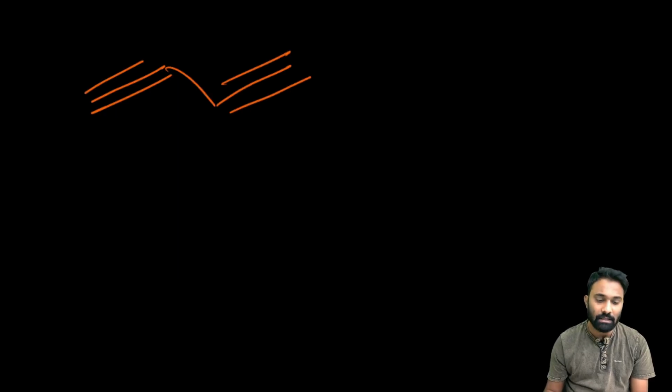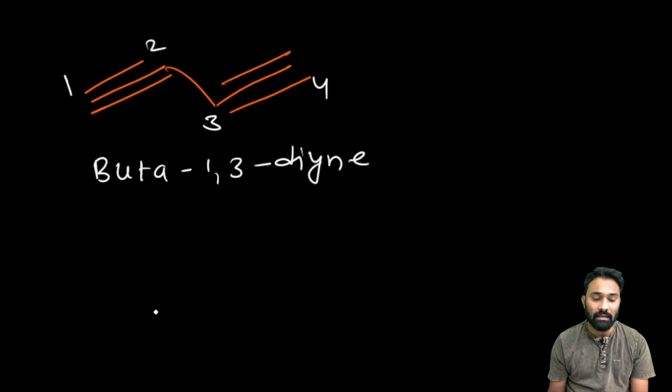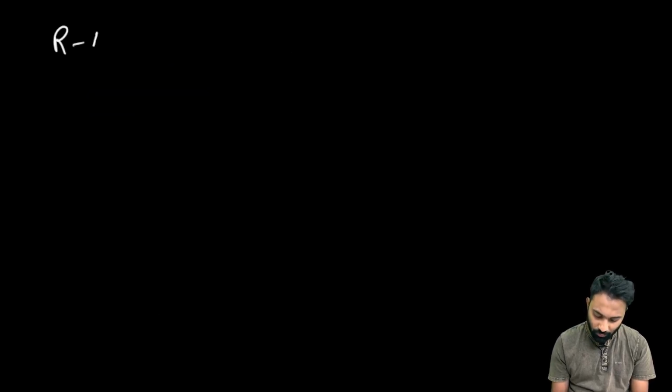Next, suppose they have given the triple bond, then the numbering will be 1, 2, 3, 4. Now the compound name will be buta-1,3-diyne, 2 triple bonds we are having, right? Buta-1,3-diyne. Clear?